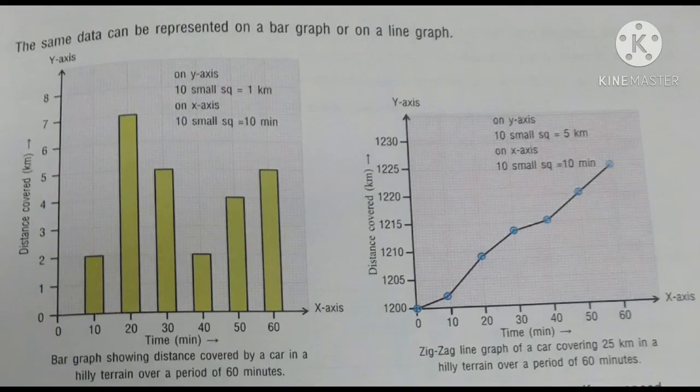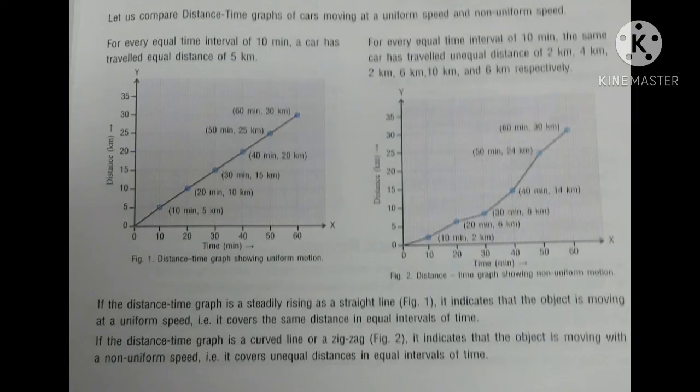Now let us compare the distance-time graph of cars moving at a uniform speed and non-uniform speed. For every equal time interval of 10 minutes, a car has traveled an equal distance of 5 km. Now when we plot the distance-time graph showing uniform motion, this is a straight line starting from the origin O.